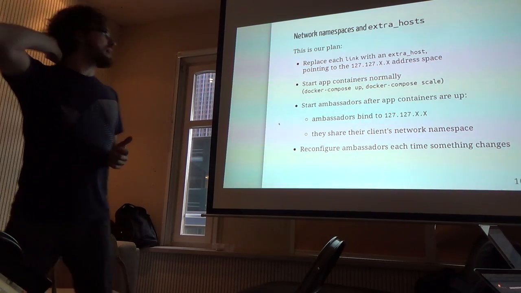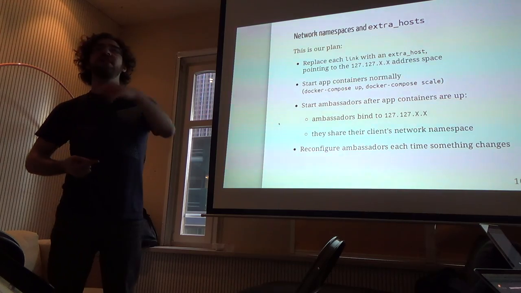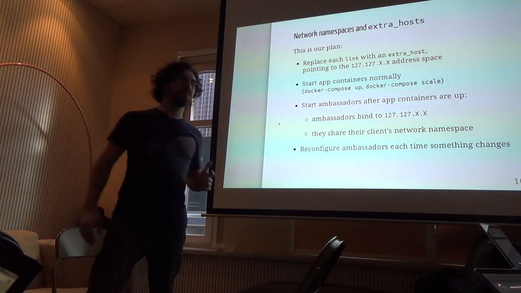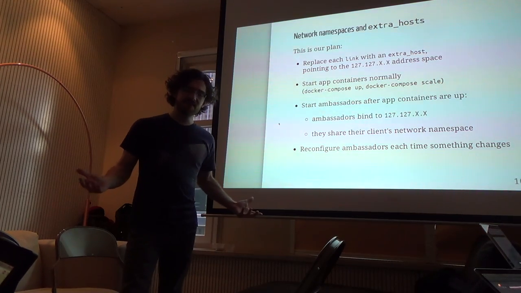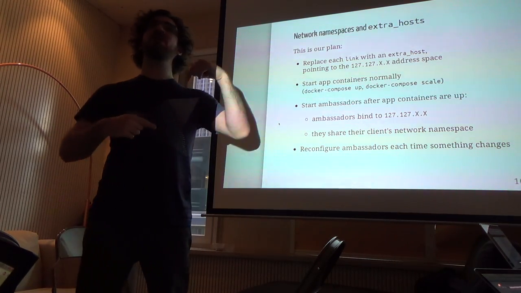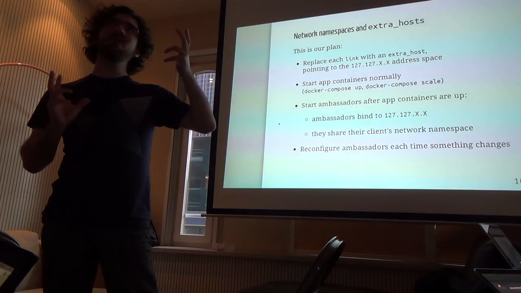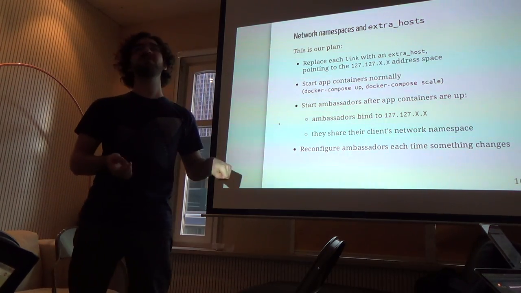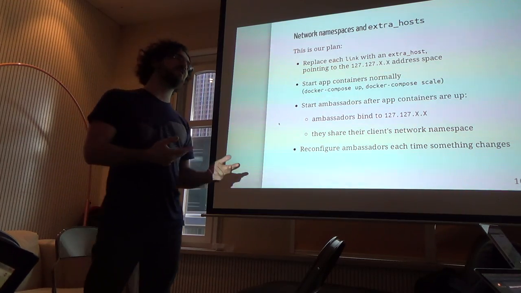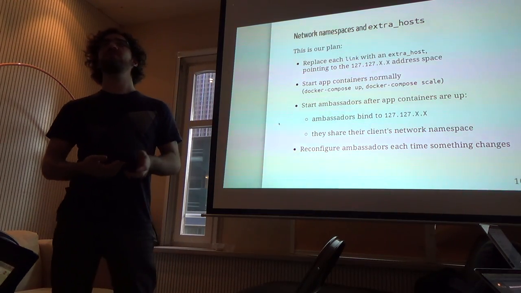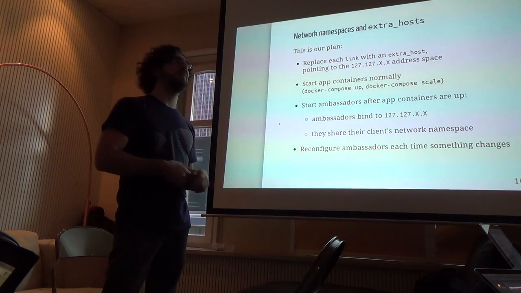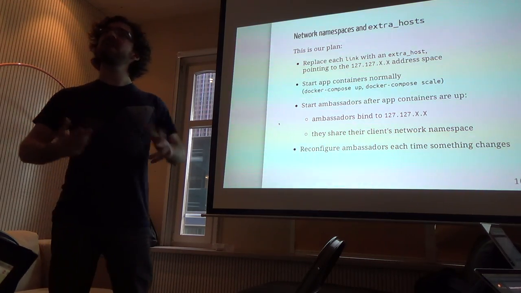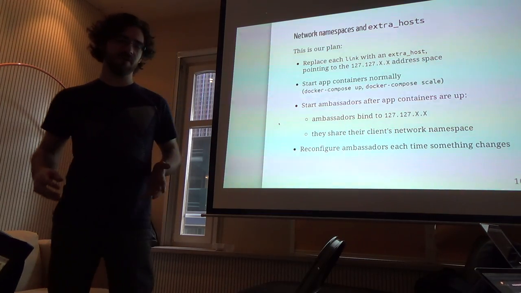And then I will start the ambassadors running in the same network namespace. So from a network point of view, it's as if I had my worker service, and it will connect to, well, not exactly localhost, because localhost would be 127.0.0.1, but it will connect to 127.127.0.1 when it wants to talk to Hasher, 127.127.0.2 when it wants to talk to RNG, and 127.127.0.3 when it wants to talk to Redis. So it's as if I had all my services running locally.